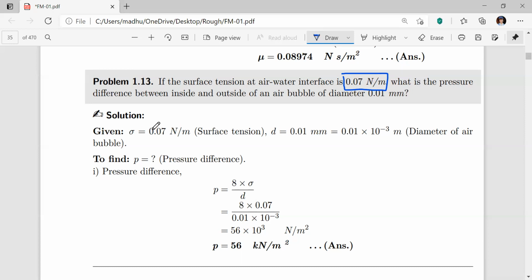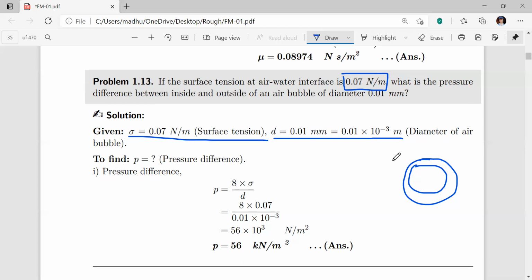Now see that sigma is equal to 0.07 Newton meter. This is given in the problem. Diameter is also given, it is 0.01 millimeter, that is 0.01 into 10 to the power of -3 meter. Why have we done this? To convert millimeter to meter. The diameter of the air bubble is given. A bubble is a hollow sphere, so it has two surfaces, an outer surface and an inner surface, right?